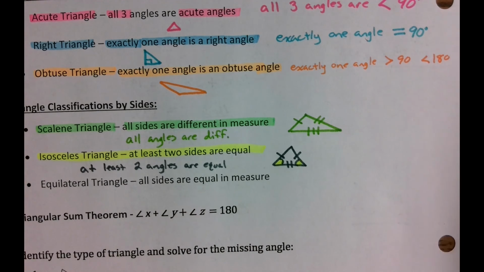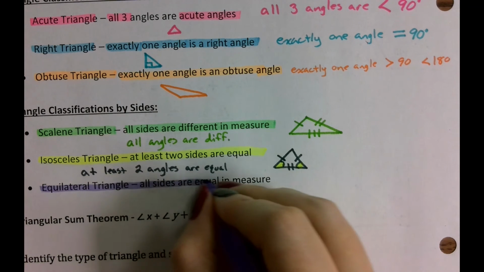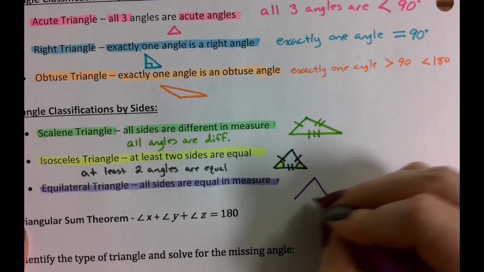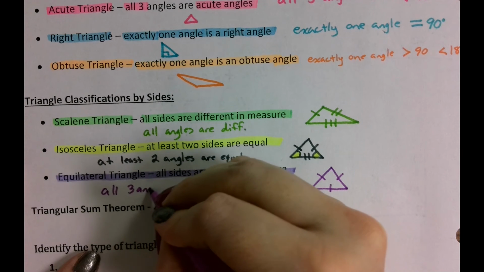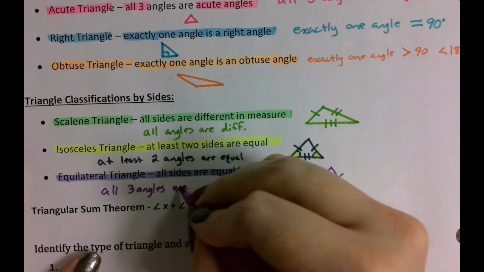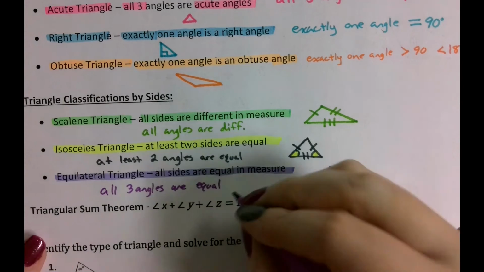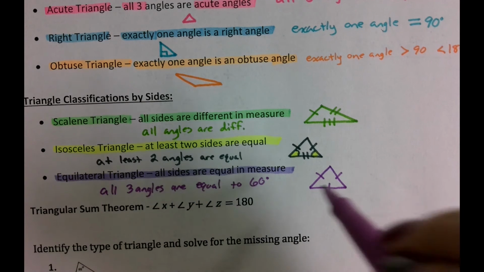All right, our last one is our equilateral triangle. With an equilateral triangle, all sides are equal. All 3 sides are going to be equal to each other. Since all 3 sides are equal, then all 3 angles are equal. And in fact, they all 3 will equal 60 degrees. If it's an equilateral triangle, then each one of the angles is going to be 60 degrees.